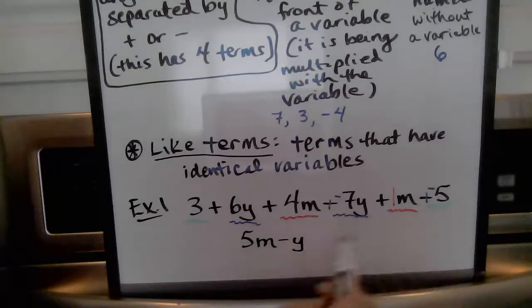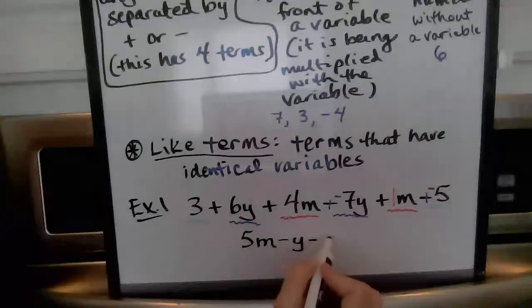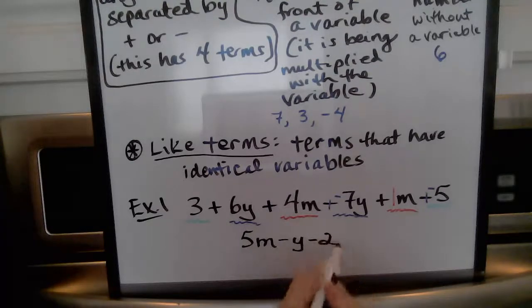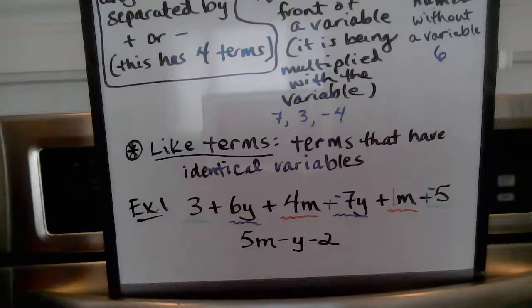And then finally, we have our constants. 3 and -5, when we combine those, we get -2. So this is what your answer would look like if you were taking a test and it was a multiple choice list, or if you were doing a worksheet with a multiple choice list.